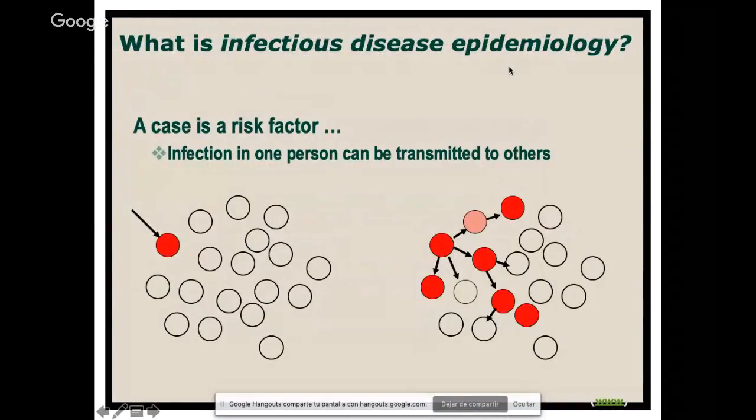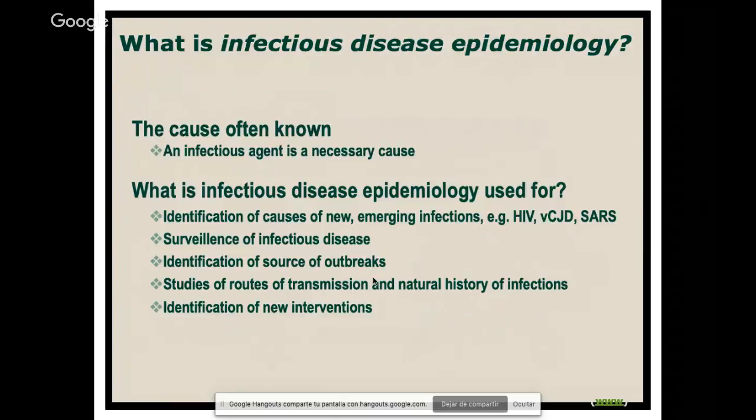What is infectious disease epidemiology also? When a case is a risk factor, the infection in one person can be transmitted to others. So first we see the infected person and all of the other persons that are not infected at the moment. Then we can see how this person that was sick starts making the other persons sick. The cause is often known, and an infectious agent is always a necessary cause of an infectious disease.